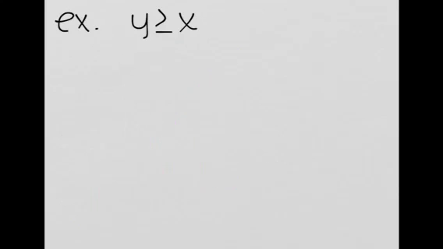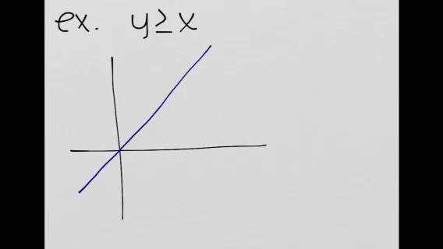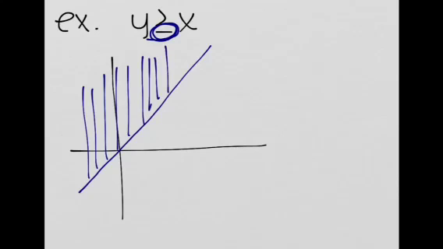Okay, and our last example is y is greater than or equal to x. So again, it's going to be a solid line of y equals x because there's an or equal to part. But this time the shading is going to be above because y is greater than or equal to x.